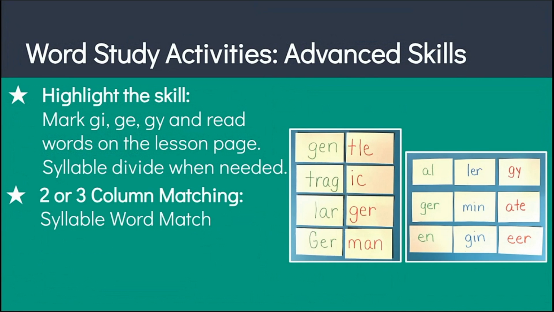For this activity, choose 4 to 5 2-syllable or 4 to 5 3-syllable words that they just marked and read from the lesson page. Write each syllable on a separate card using a different color to designate the order of the syllables, or you can number the cards by the order of the syllables. Students mark the GI, GE, GY, read each syllable, and match up the syllables to make larger, familiar words.